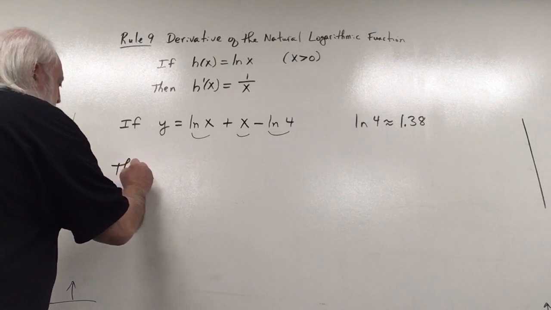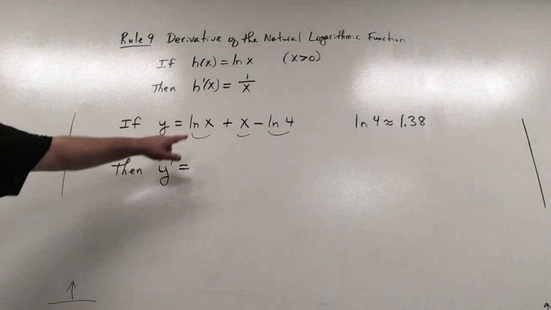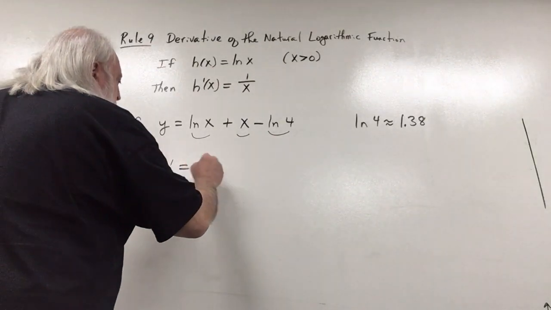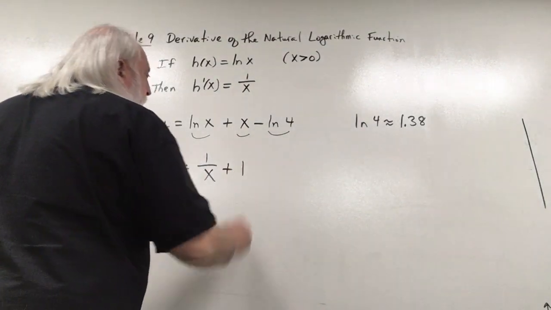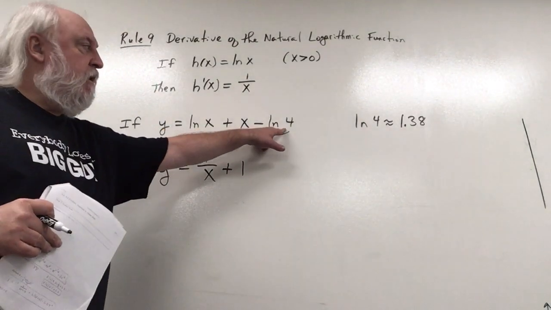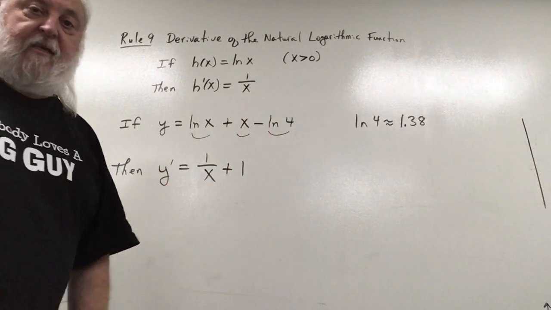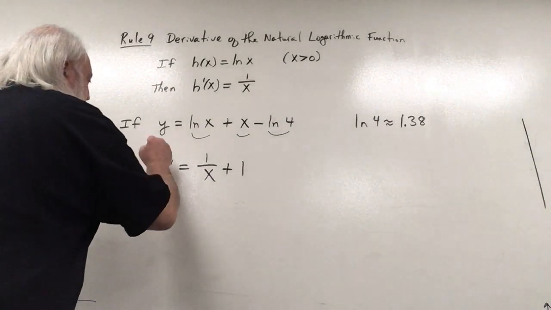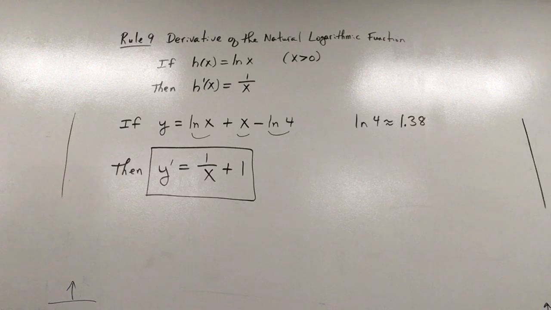So the derivative of this function, which we denote with y prime on the left, is equal to the derivative of the natural log of x, which we know is 1 over x, plus the derivative of just x, which we know is 1, and the derivative of minus log 4, that's minus 1.38, a constant, and the derivative of a constant is 0. So the derivative of this function, y prime, is just equal to 1 over x plus 1.